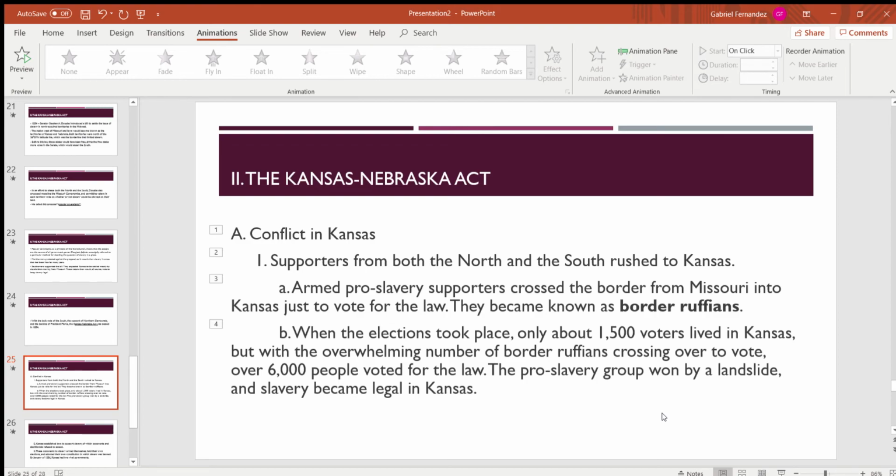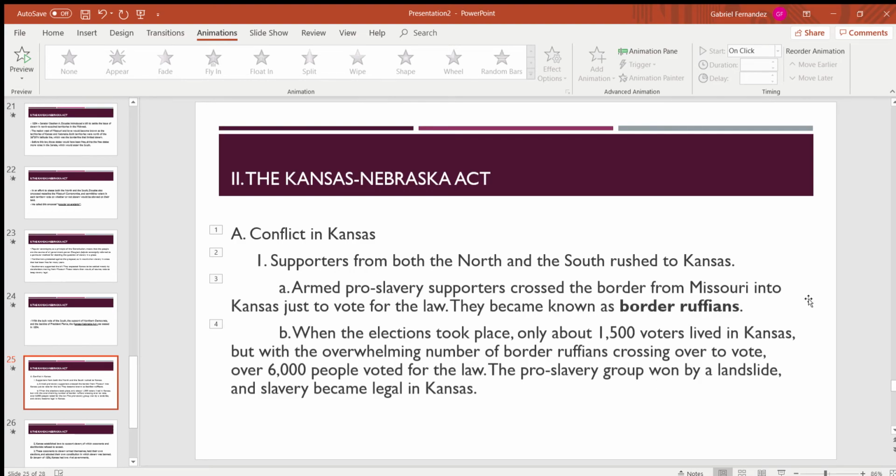Supporters from both the North and the South rushed over to Kansas. Armed pro-slavery supporters crossed the border from Missouri into Kansas just to vote for the law. They didn't even live in Kansas. They crossed over just to vote in favor of the law. They became known as border ruffians.